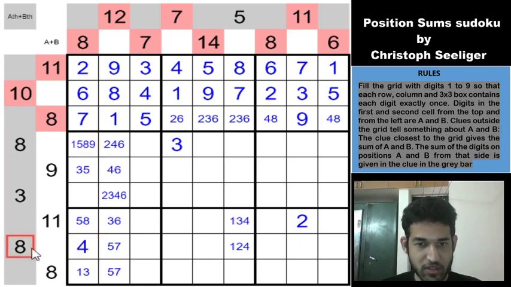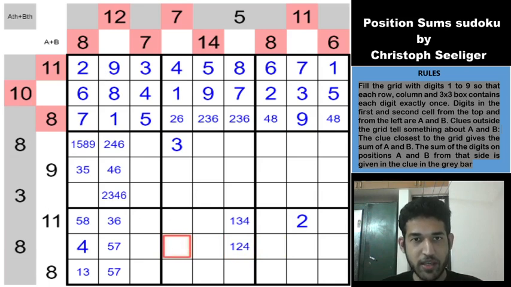So now the 8 clue is also going to help us. The 4th cell and the 5th or the 7th cell will add up to 8, right? So the 4th cell can only be less than 8 now. So it can't be 1, 3, 4. So it can only be 2, 5, 6, 7.